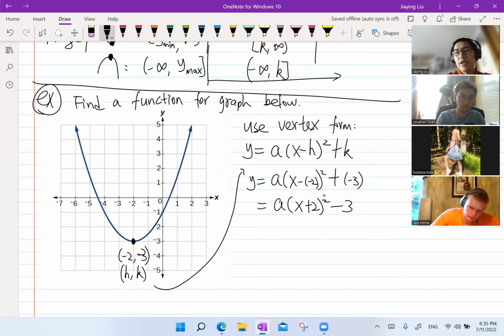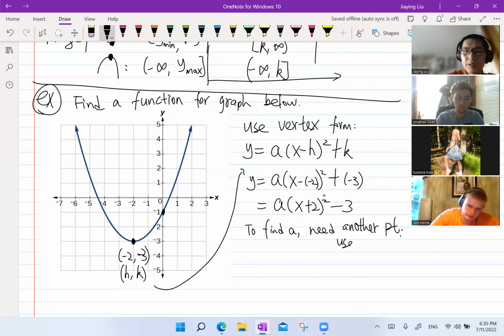And then we just need to figure out what a is. So to find a, we need another point other than the vertex. Well, which point can we use? It looks like we can use the y-intercept or we can use the x-intercept. It's up to you, but I'm going to use the y-intercept, which is x equals 0, y equals negative 1, right?